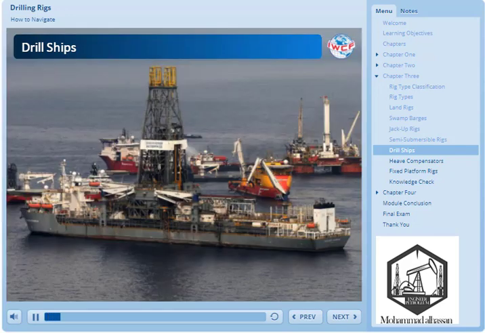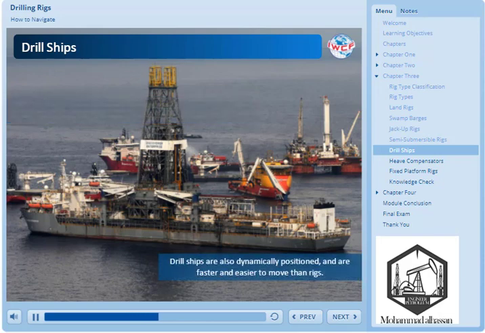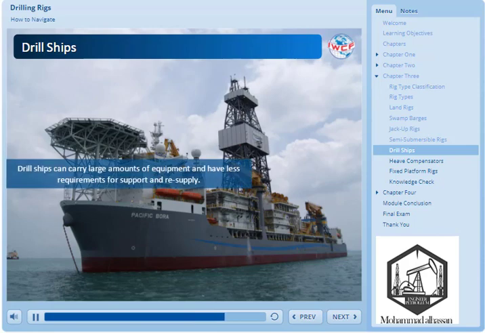Being self-propelled with streamlined hulls, drill ships are often used in very deep or remote waters where it would be impractical to use tethered rigs such as semi-subs. Drill ships are also dynamically positioned and are faster and easier to move than rigs. At maybe 800 feet long and 6 stories high, drill ships can carry large amounts of equipment and have less requirements for support and resupply.